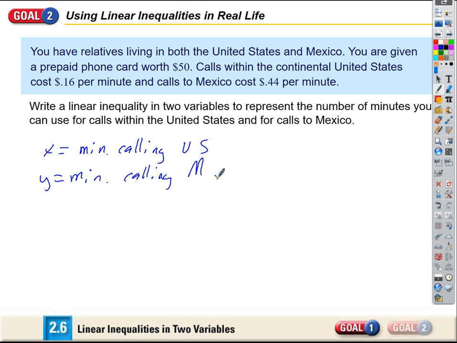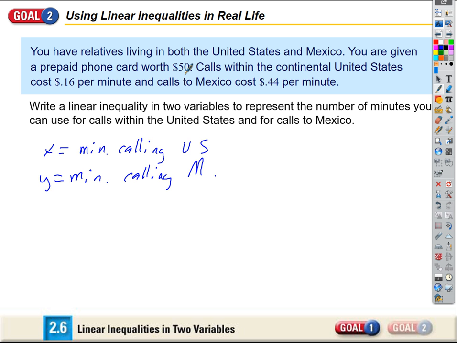And we have a total of $50 to spend. Well, what I really need here is an expression for the amount of money I spend making calls in the US and the amount of money I spend making calls to Mexico, right? And I know that the sum of those two can't exceed 50. Okay, so what's my expression for the amount of money I spend making calls within the US?